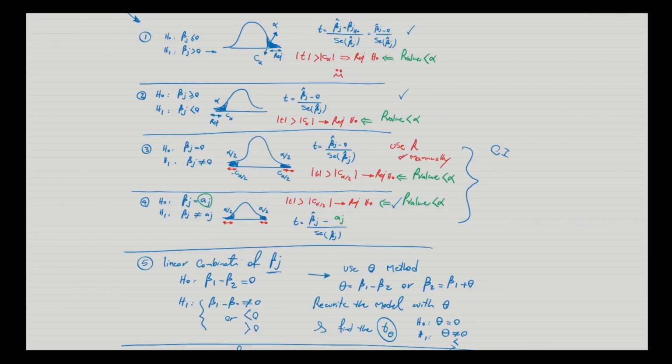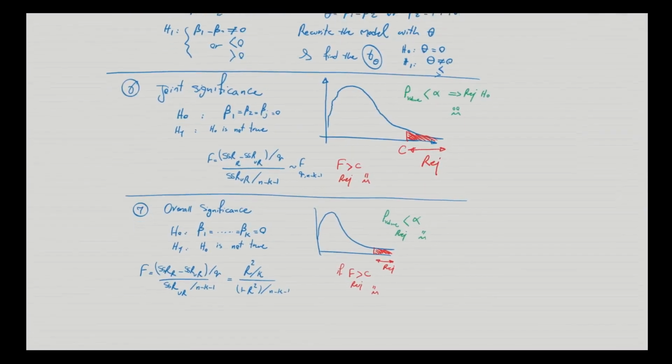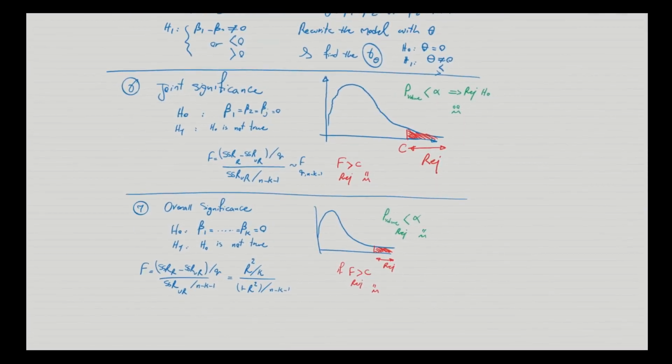Now, in our class today, we're going to add 2 more cases. The first one is joint significance, and the second one is what we call overall significance, right? The overall significance is basically the model significance, if we want to see if everything that we put in the model collectively makes sense or not. The way that we come up with the test statistics and the rejection rules are very much the same.